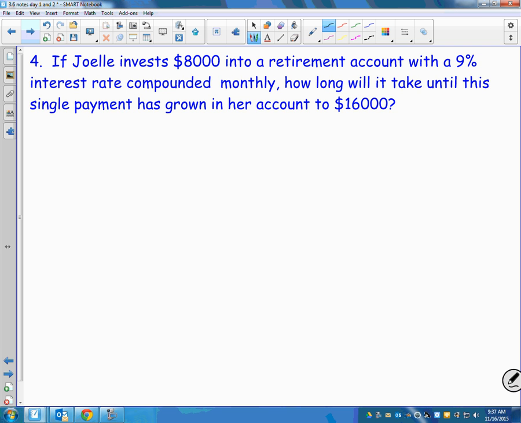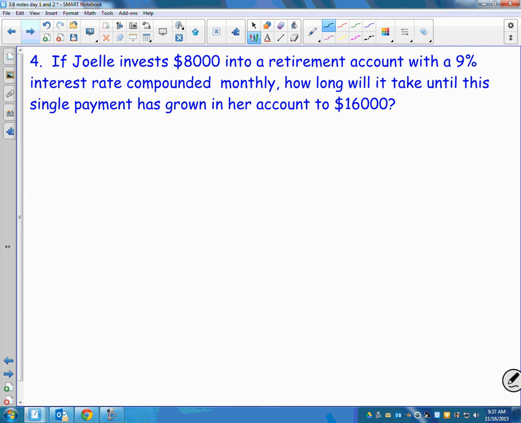Joelle invests $8,000 into a retirement account with a 9% interest rate compounded monthly. How long will it take until this single payment has grown in her account to $16,000? This is something that people go to investment people and ask: how much money do I need to be saving for retirement?